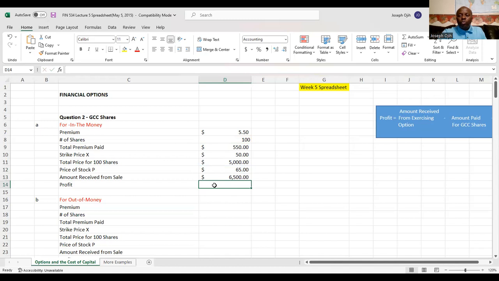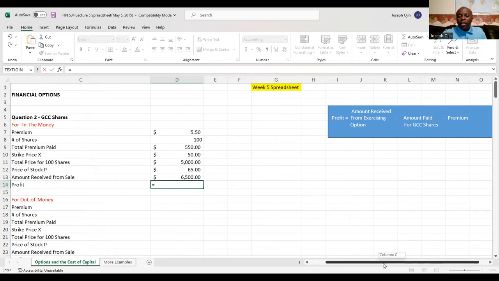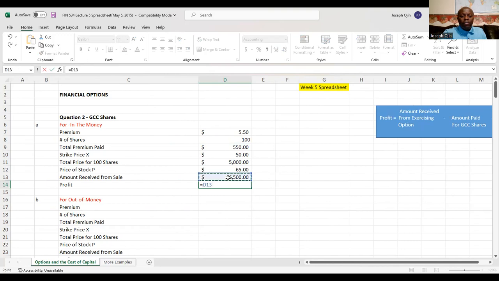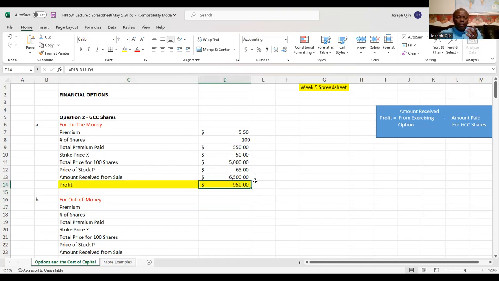So his profit, which is what we are looking for, the formula for it is this. The amount he received from exercising the option minus the amount he paid for the stock, minus the premium he paid for the contract, which is $550. That gave us $950. So that answers part A. He'll make $950 if he bought the shares and exercised it.